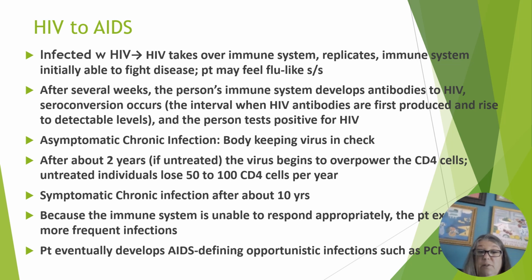After several weeks, the person's immune system develops antibodies to HIV. Seroconversion occurs. So that's the interval when HIV antibodies are first produced and rise to detectable levels, and the person tests positive for HIV. So remember, when we're testing for antibodies, right? We're not testing to identify the virus. We're testing to identify antibodies to the virus. Did our immune system respond and make antibodies to this?